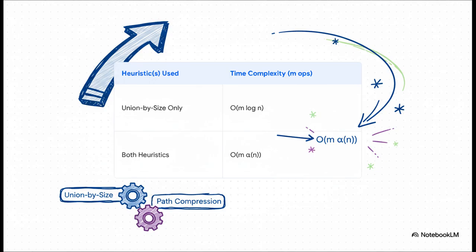So here's the crucial part. What happens when you put them together? Well, look at this table. If you only use union by size, you get a pretty good O(m log n) time. But when you combine it with path compression, the complexity becomes O(m α(n)). And that is just unbelievably fast.